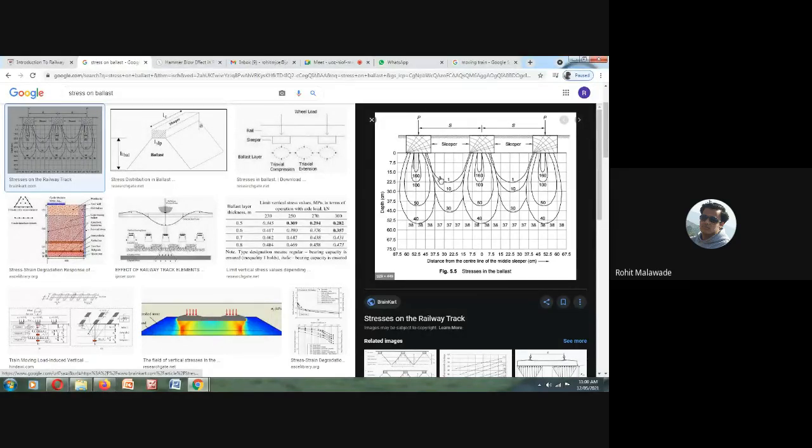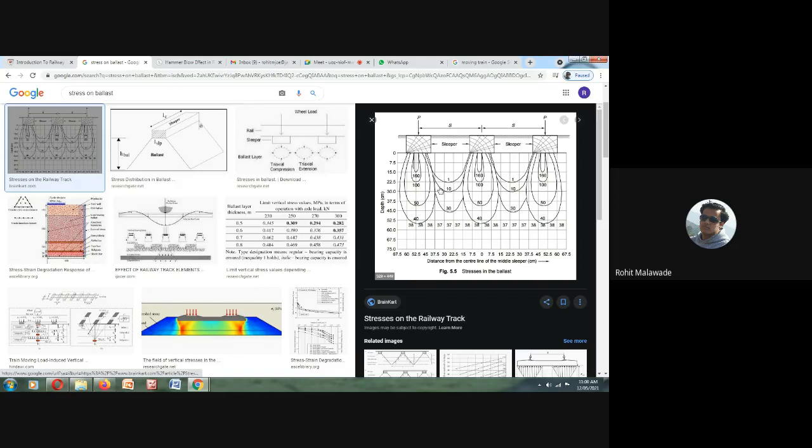But if the sleepers are not of good quality, and the maintenance of the sleeper has not been done, then again more stress is going to come on your ballast. Right, the transmission of load from the sleepers to the ballast is completely dependent on the elastic properties of the sleeper. Now, the degree of compaction and the nature of the ballast bed also matter.